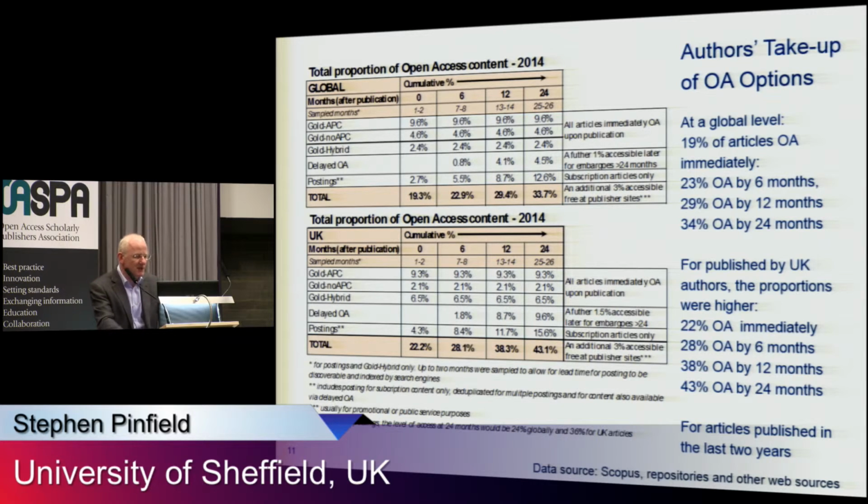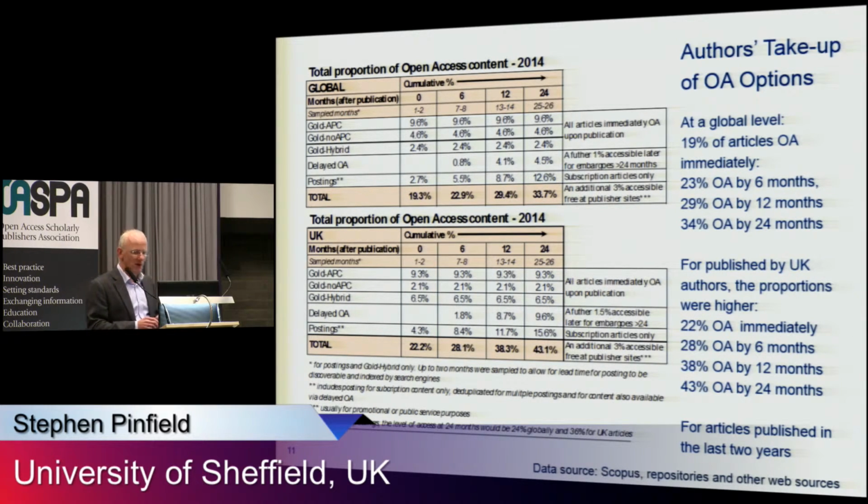So 22% immediately, rising to 43% after 24 months. Now, that's still a pretty high figure, 43% after 24 months. But it's not as high as some previous studies, and that's just an explanation as to why. We think this is a reasonably cautious, but we hope accurate, estimate of the availability of OA materials. And we can talk a little bit about that if you've got questions.